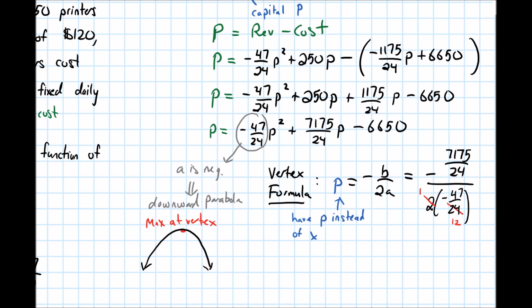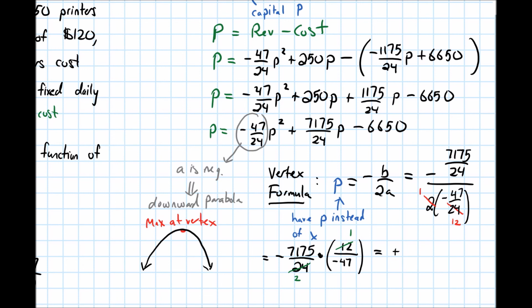Okay, so now let's divide. So we got this equals negative 7,175 over 24 times, and then when I divide by negative 47 over 12, that's the same thing as multiplying by the reciprocal. So the reciprocal is 12 over negative 47. And with this, I can cancel a little bit more. The 12 and the 24, we could divide by 12 and leave ourselves with a 1 up there and a 2 down here.